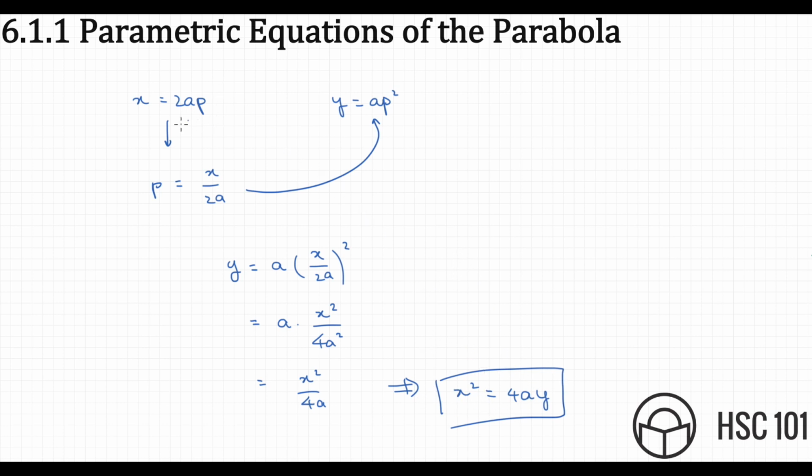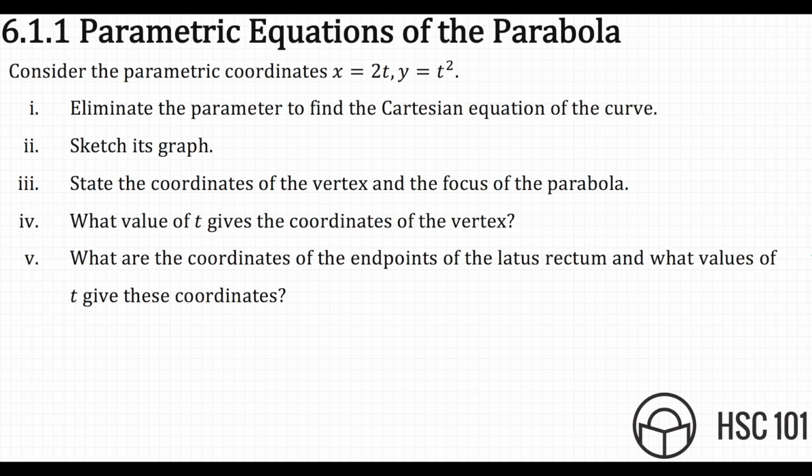What this shows is that x equals 2ap, y equals ap squared are indeed the parametric equations of the standard parabola. So what can I do with parametric equations? Let's check out an example. Let's say we check out example 1.